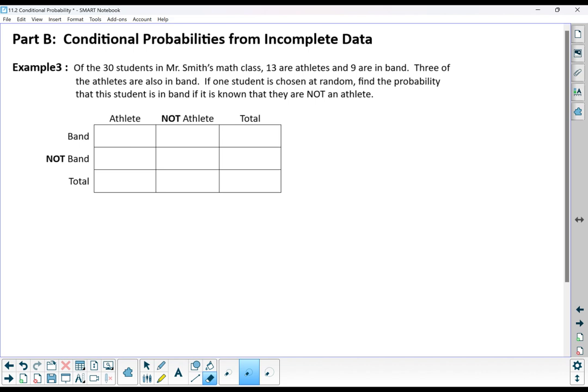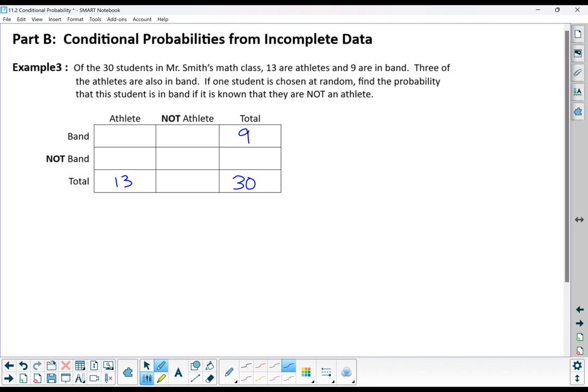Okay, so our scenario is we have 30 students in Mr. Smith's math class, 30 students total. So I'm going to put grand total 30 right there. We know that 13 of them are athletes. So I have athletes and not athlete across the top. So for any given student, they either are or are not an athlete. So we know that there are 13 total athletes. And then we know that there are 9 students that are in band. So that's the total for band.